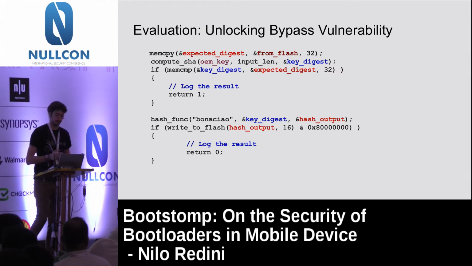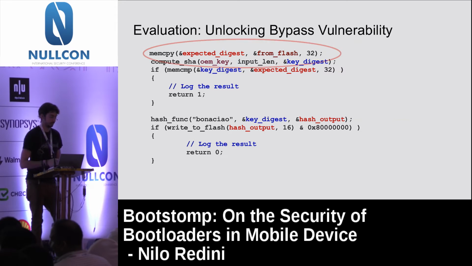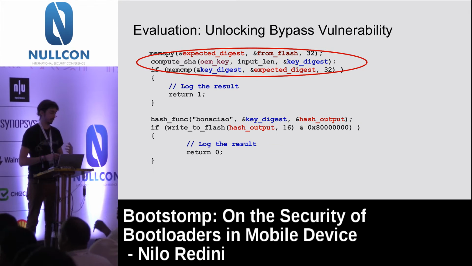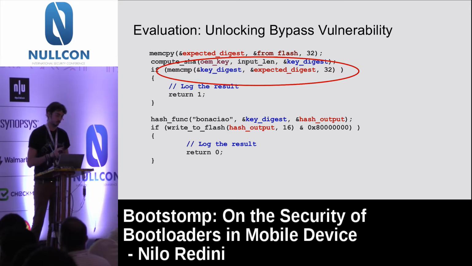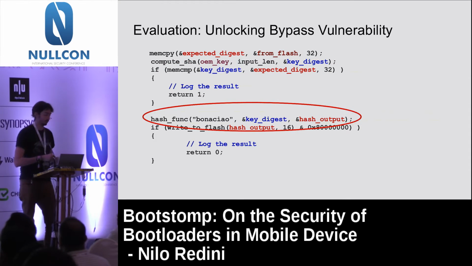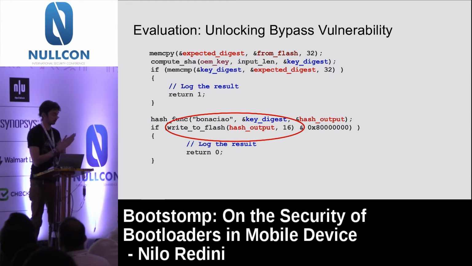This is the function that is used by the Huawei bootloader to unlock the bootloader. The first step is that it reads some expected digest from the persistent storage. It then computes the hash of the OEM key provided by the user and stores the value in some key digest. It then compares whether the two digests are the same. If so, some constant value is hashed, and the result is written on persistent storage.